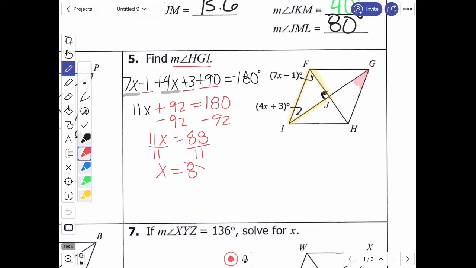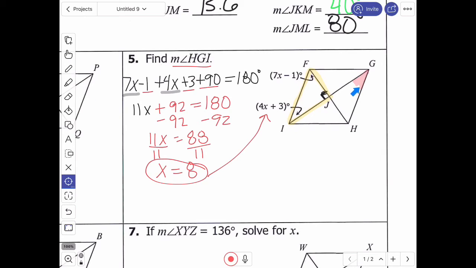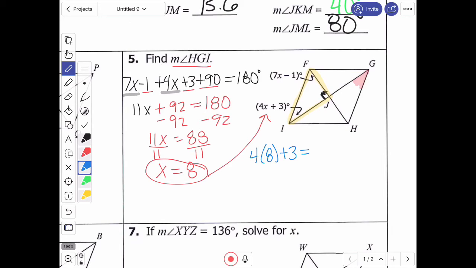Now I said that once I find x, I'm just going to plug it into this 4x plus 3, because this angle should be congruent to that red angle that we're trying to find. So 4 times 8 plus 3 gives me 35. And so the measure of angle HGI is 35 degrees.